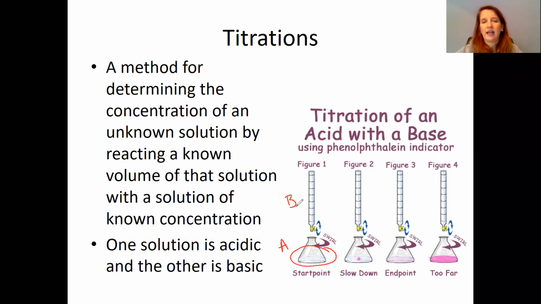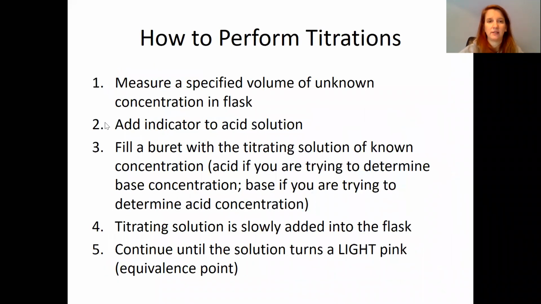So you would slowly add whatever's in the burette, in this case it would be a base, we slowly add that into our flask until we see a color change. The color change is because of an indicator that we're using. The indicators change colors at certain pH ranges. And so when we see that color change, we know that we've hit that end point, that pH change from the acid to the base. You'll be doing a titration virtually in order to practice this skill.